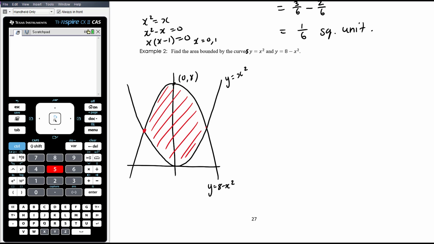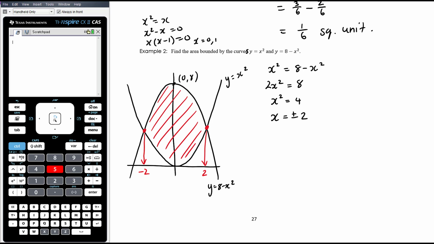So we need to know what the limits of integration are, which means we need to know what these 2 x values are. So we need to actually find those first. So quite often you'll need to find points of intersection before you can go on to find your area. Okay, so for the points of intersection, it's going to be x squared equals 8 minus x squared. Adding x squared to both sides, we get 2x squared equals 8. Dividing both sides by 2, x squared equals 4. And so x is plus or minus square root 4, which is plus or minus 2. Okay, so this is minus 2 and this is positive 2.